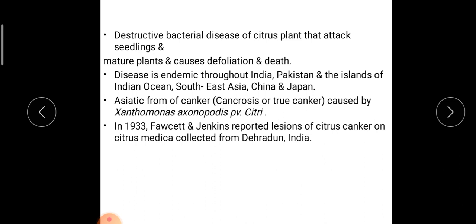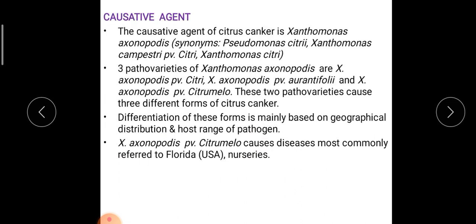This Asiatic form of canker, also known as cankerosis or true canker, is caused by the organism Xanthomonas axonopodis pv. citri. This is the causative agent. In 1933, Fawcett and Jenkins reported lesions of citrus canker on Citrus medica collected from Dehradun, India. First time they have seen the canker on Citrus medica. This is also a type of citrus fruit, lemon, which was isolated from Dehradun, India.